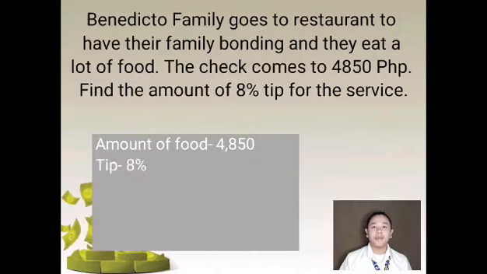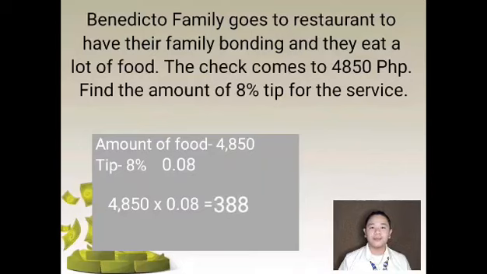4,850 is the amount of the food. 8% is the tip. Always remember that we need to convert the percentage into decimal points. So 8% will become 0.08. 4,850 pesos times 0.08 is equal to 388. 388 is the tip for the services.